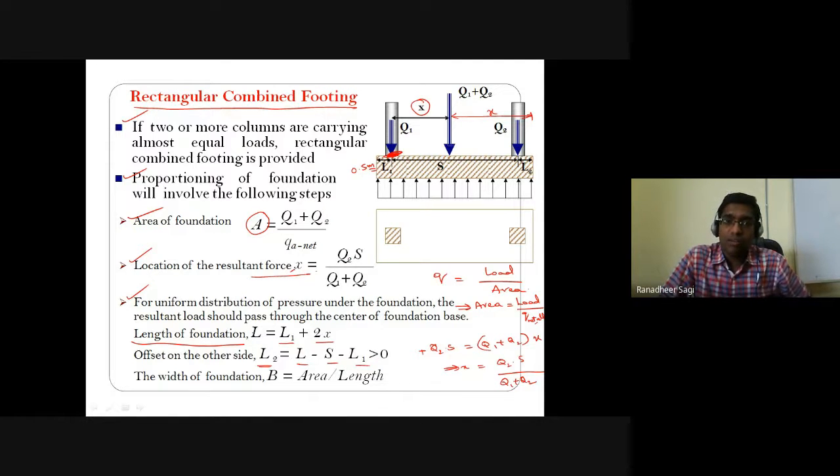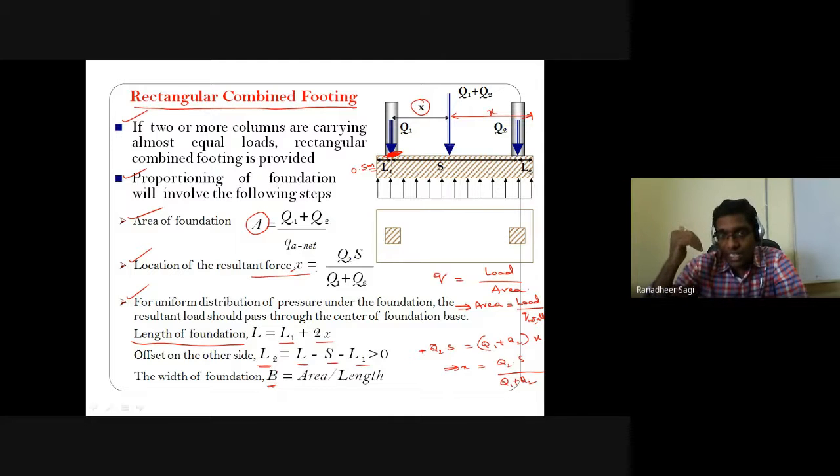And once the length of the combined footing is known, you can go on to calculate the width of that combined footing, because the area of the combined footing required is already calculated. As the length is known and area is known, I can calculate the width. Once I know the width, I go back to the bearing capacity equation according to either Terzaghi's theory or any of those theories. From that expression with this width, I calculate the ultimate bearing capacity, from that the allowable bearing capacity, and from that the net allowable bearing capacity.